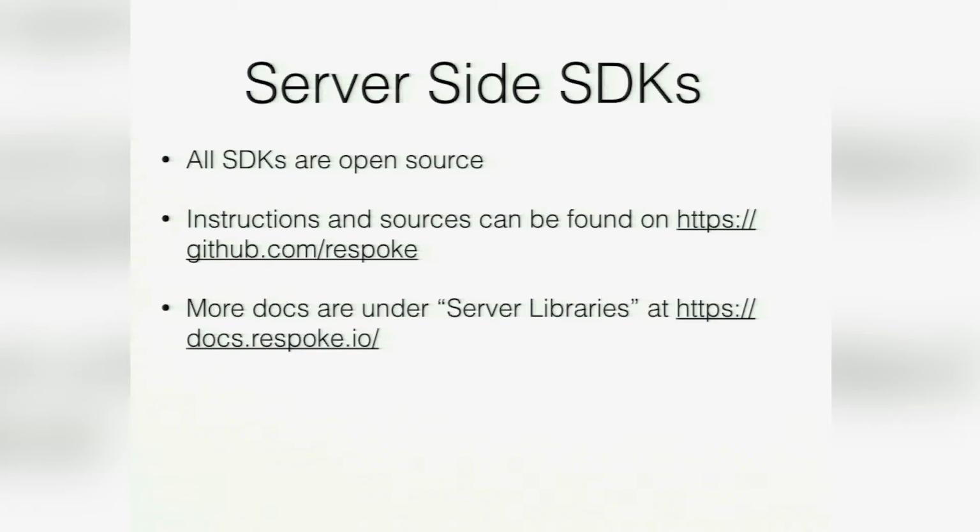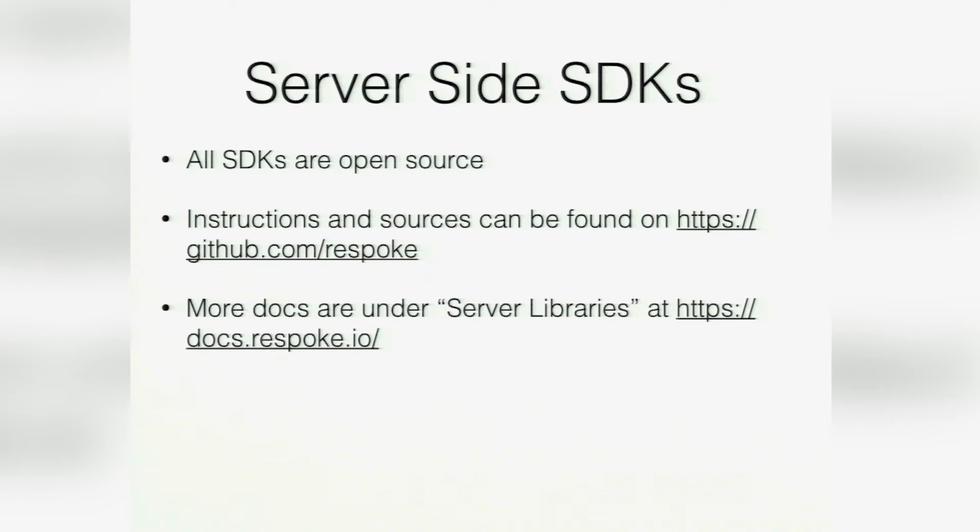We do have a number of server-side SDKs. We have .NET, Ruby, Java, Node.js, of course, I talked about that, and PHP. I believe that's the full list. All of our server-side SDKs and our client-side SDKs are open source on github.com/respoke. You can find those. And on our docs site, there's a drop-down for server libraries. You can go to and find more information about that. And we've got detailed information there. We also have detailed information in the READMEs on the individual server SDKs.